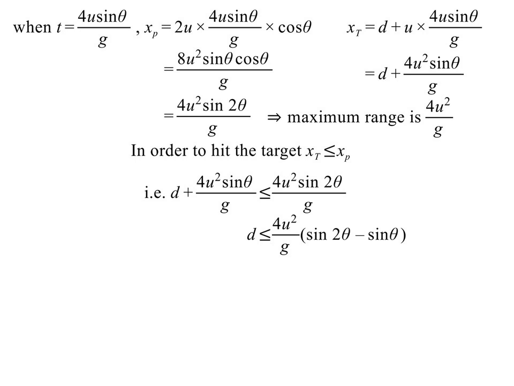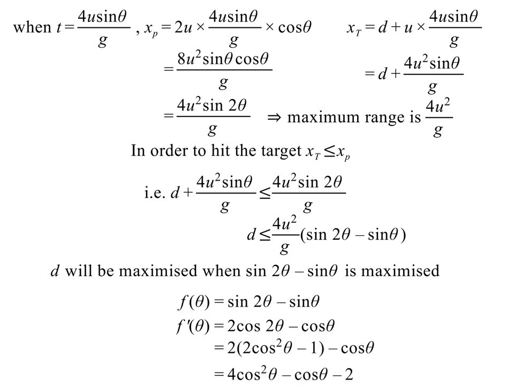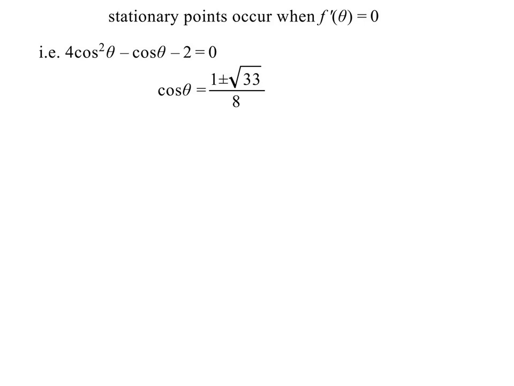Now, that expression on the right hand side, because 4u squared on g, remember these are all constant, the only thing we could change was theta. So that's going to be maximised when sine 2 theta minus sine theta is maximised. Let's use a bit of calculus then. I don't care about the other letters, I'm just looking at that expression. I know it's going to be maximised when the derivative is equal to 0. There's the derivative, stationary points if you like. Okay, I now know cos theta.